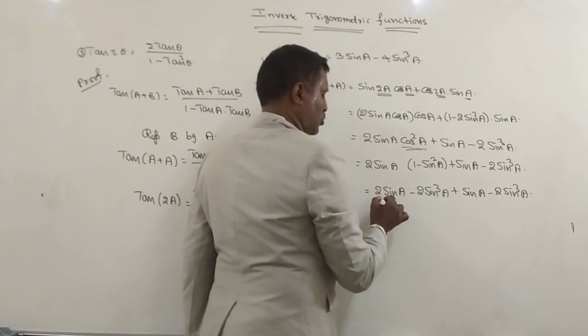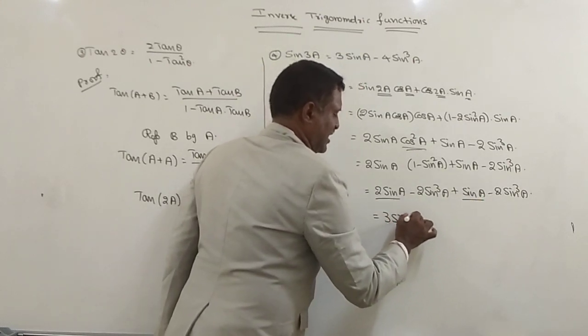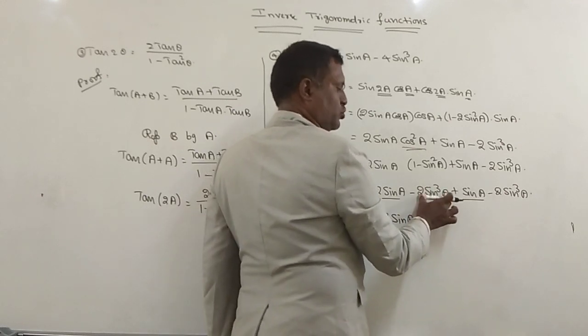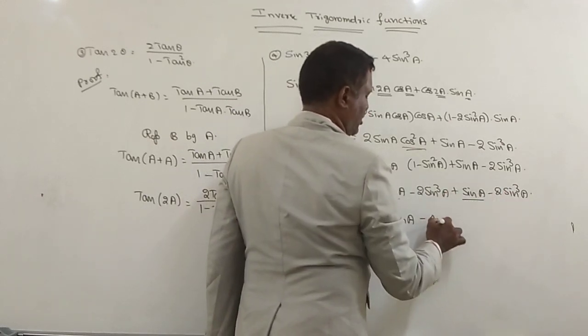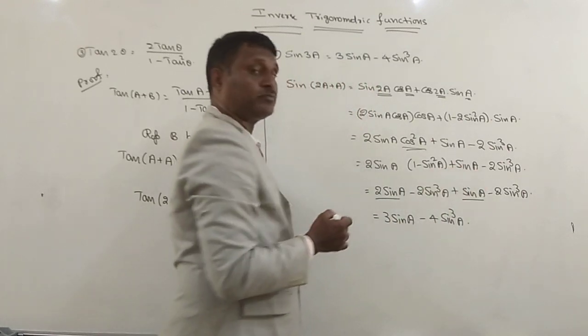Now this is equal to 2 sin a plus sin a, which we can write as 3 sin a, minus 2 sin cube a minus 2 sin cube a, which is minus 4 sin cube a. We can write like this.